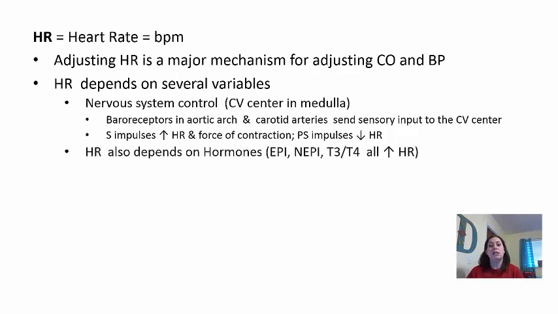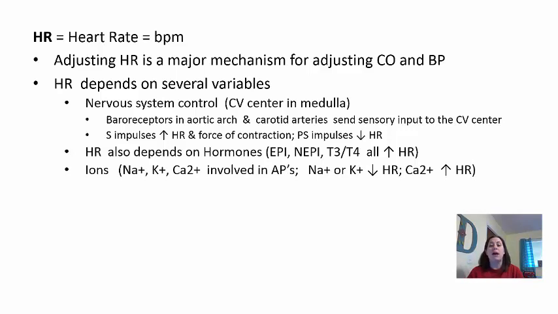Heart rate also depends on a number of hormones. Epinephrine, norepinephrine, T3, and T4 are all going to raise your heart rate. One reason for this is that epinephrine and norepinephrine are part of that fight or flight, or sympathetic, response. T3 and T4 increase metabolism. Well, if we increase metabolism, we need more oxygen and more nutrients, which means the blood has to deliver them more, so it's going to increase the heart rate.